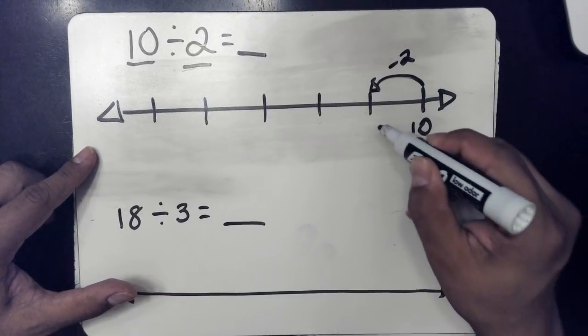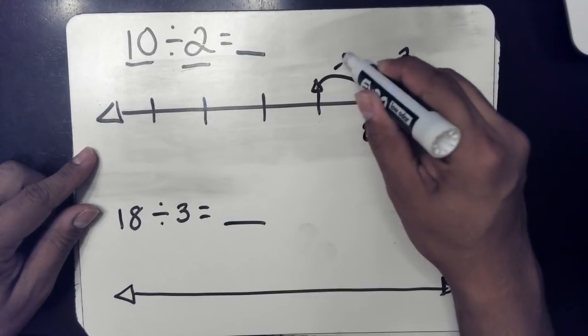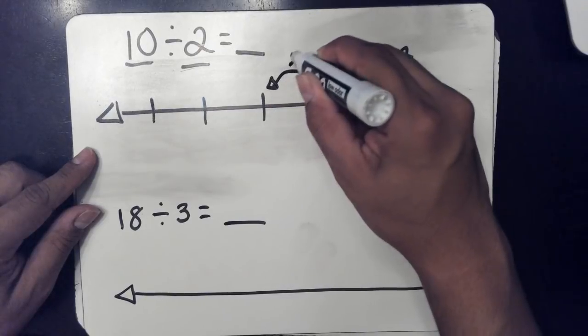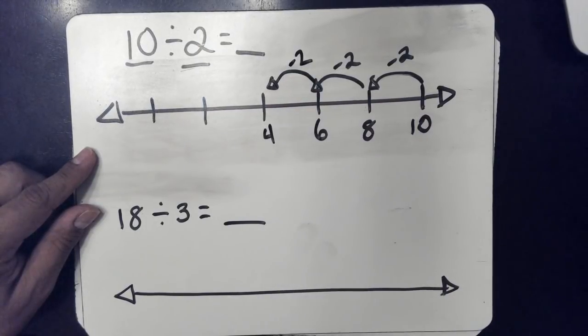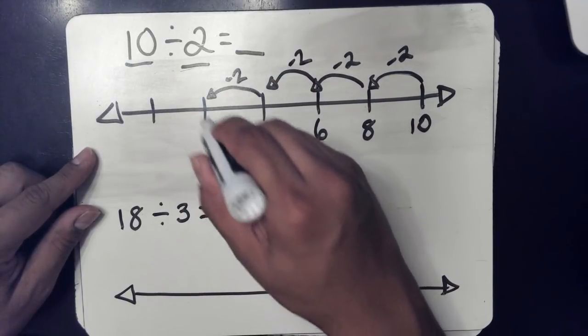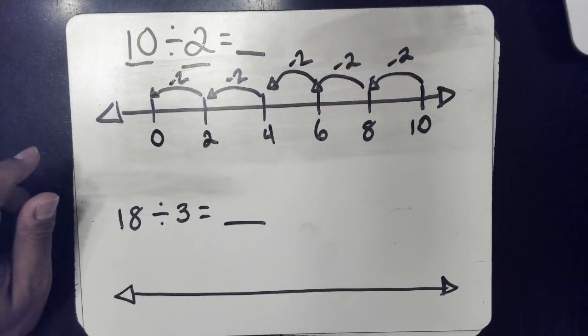10 minus 2, 8. 8 minus 2, 6. 6 minus 2 is 4. 4 minus 2 is going to be 2. And 2 minus 2 is 0. When I get to 0, I'm done.